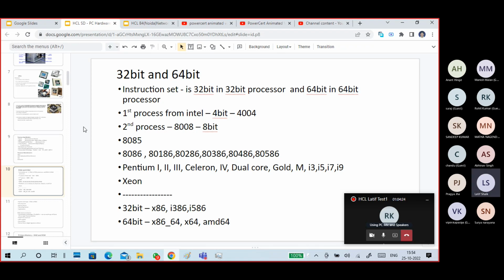Among processor manufacturers, there are a lot of processors. Out of those, for our laptops and desktops, Intel and AMD are the main competition. AMD64, Intel 64. Intel 64 is represented as either Intel 64 or x86_64. Already I told you x86 represents Intel. x86_64 means Intel 64-bit, and AMD64 means AMD. So any which way, 64 is 64 and 32 is 32.